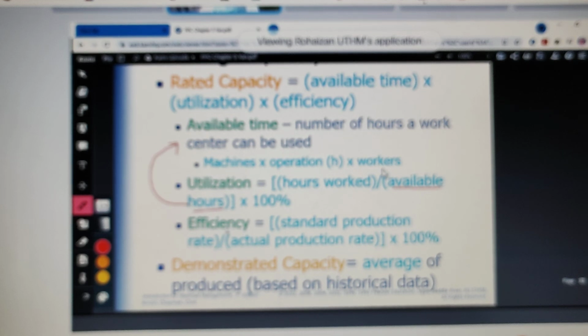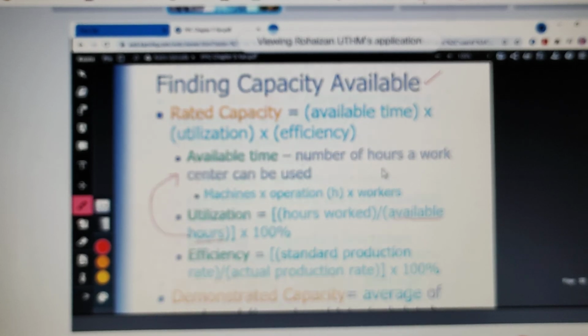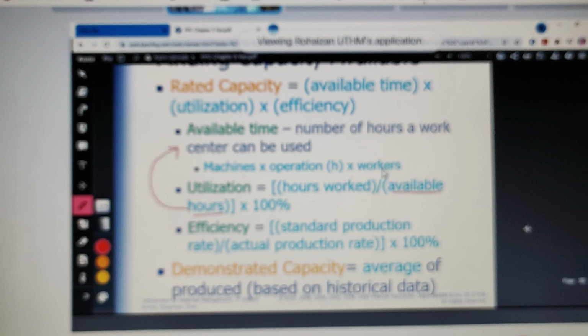Then we get that efficiency, and towards the end we need to determine the rated capacity by multiplying each of these items in the formula: available time multiplied by utilization multiplied by efficiency. So that is one. But for capacity available, we actually have two types. First is the rated capacity. Another is the capacity available based on demonstrated capacity.